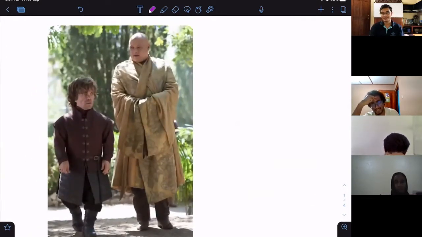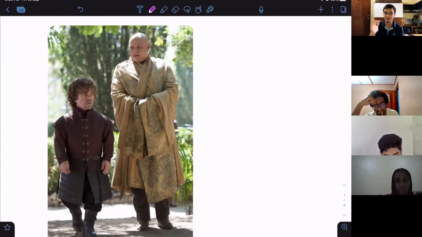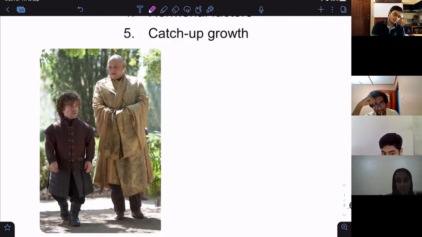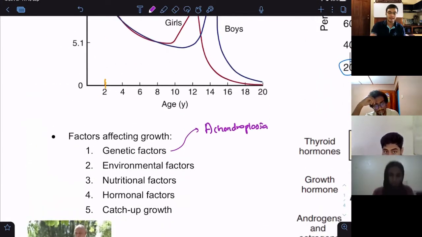Tyrion Lannister. So he also suffers from achondroplasia. If you all want to remember the features, just remember him. They have a disproportionately large head, and the body is very much smaller. There are a number of features, guys. Their reproductive functions and everything are normal. It's just a problem with the height. And their brain function is also normal. Then environmental and nutritional factors, guys.